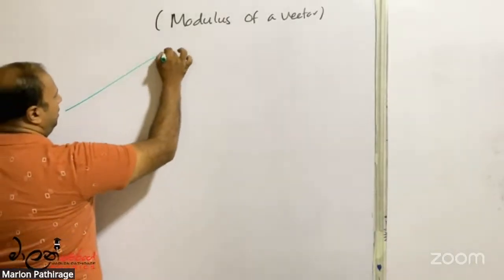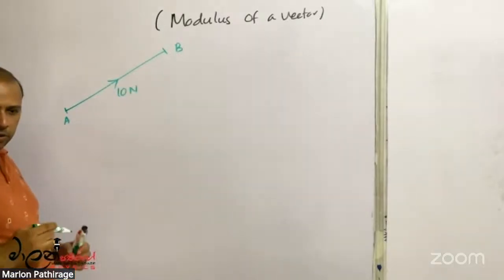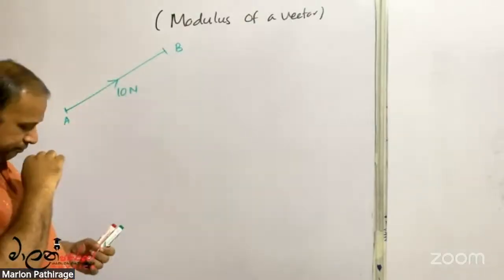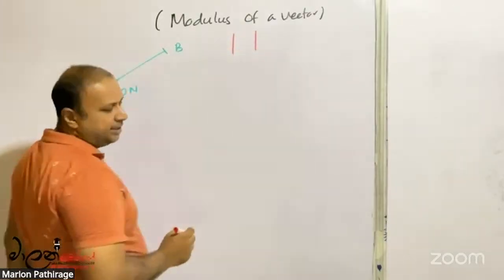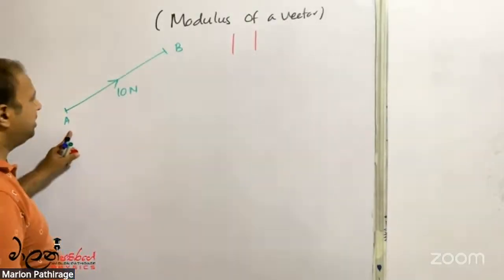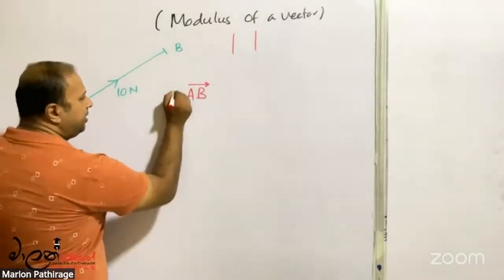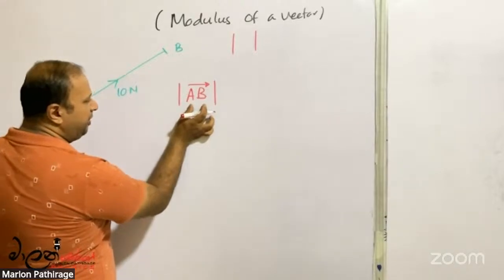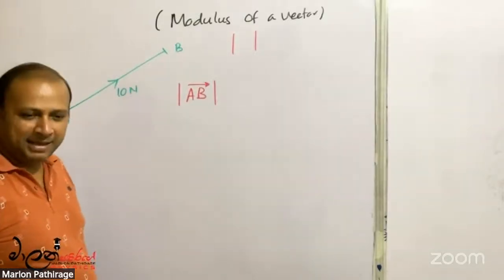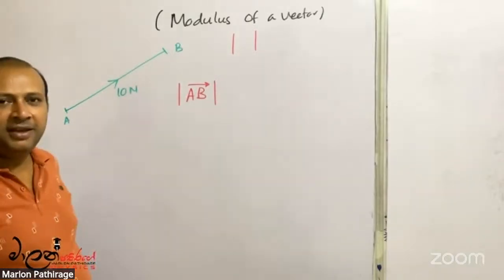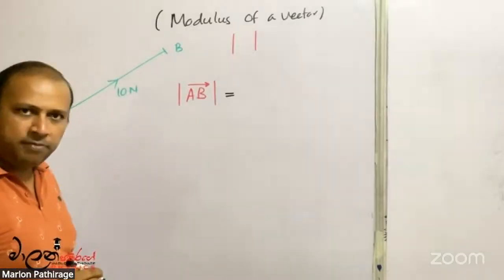Okay. Suppose you are given this kind of vector AB. The magnitude of a vector, or modulus of a vector, can be represented using this kind of symbol. That means if we consider the AB vector, the magnitude of the AB vector can be represented by this. Here, with the AB vector, you have to write these two lines on both sides of the vector representation. So this symbol is called the modulus of the AB vector.